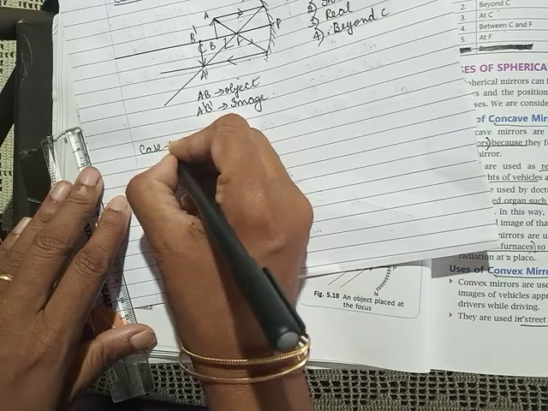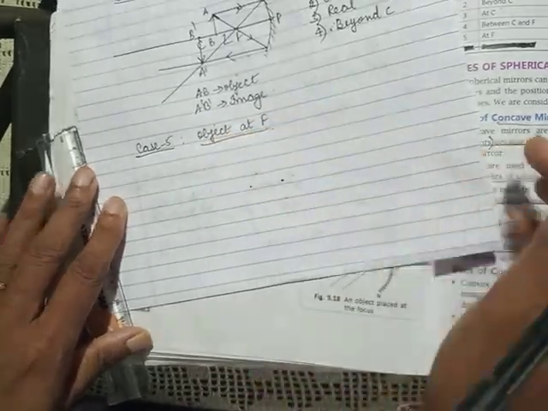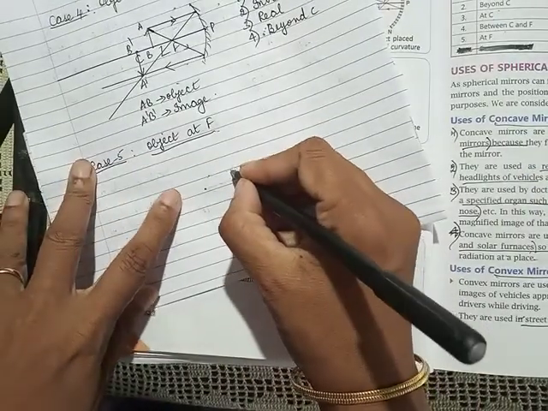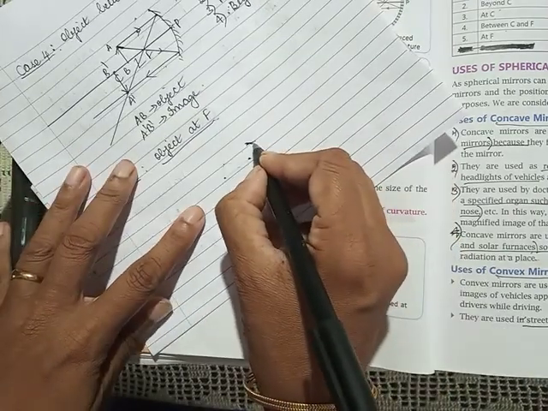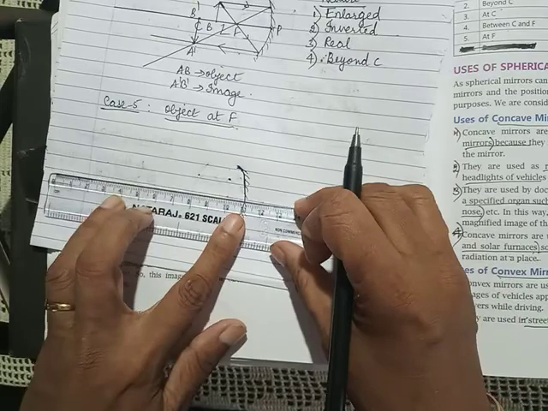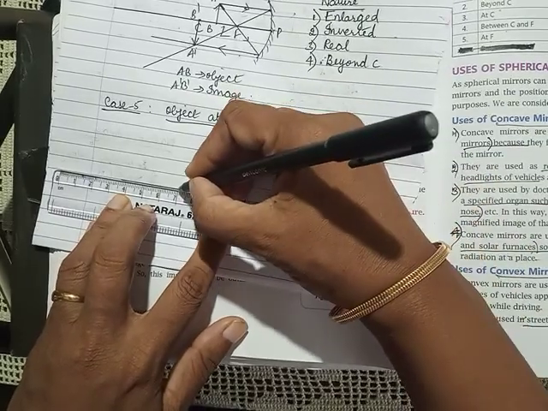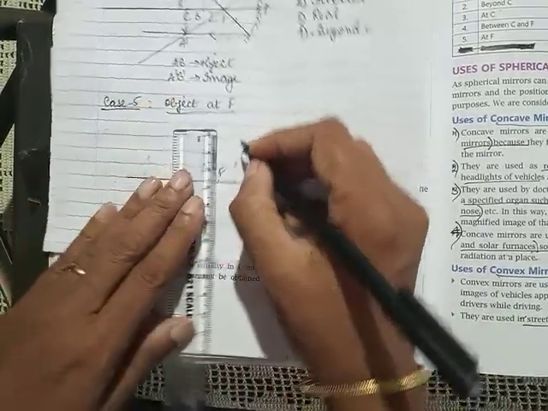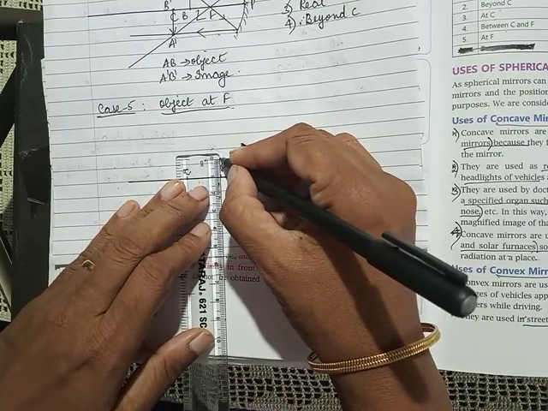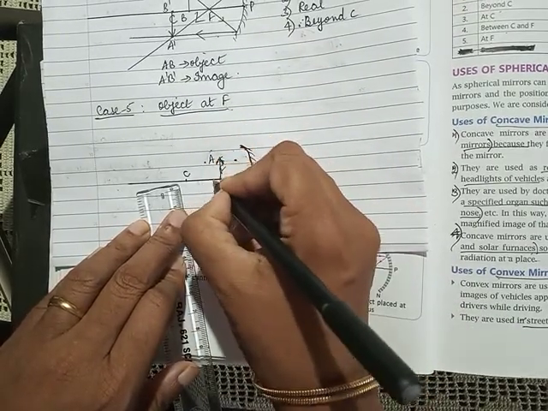Now we go to case 5. Object at F. Case 5 is object at F. Okay, so the mirror, then principal axis, 2 centimeter, P, F and C. Object at F means at F you draw a 1 centimeter long line exactly at F. Okay, so this is your object A, B.